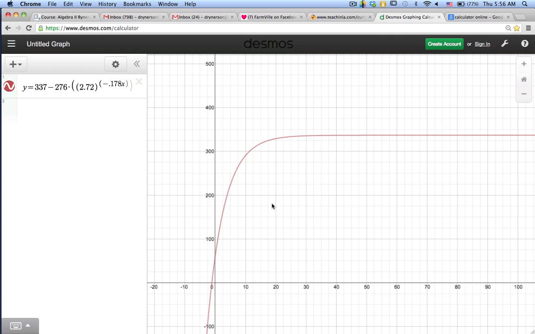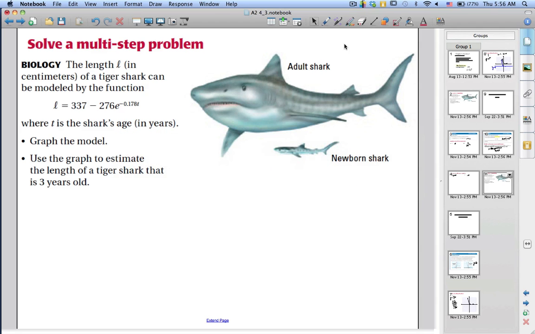And then they want me to find out what's the length of the shark at age 3. So if I pop in here, 175.2 centimeters. Okay? So I know that the length of the shark is 175.2 centimeters at that age. Okay, so that's the end of section 4.3.